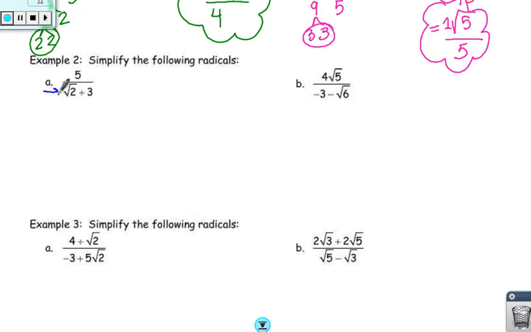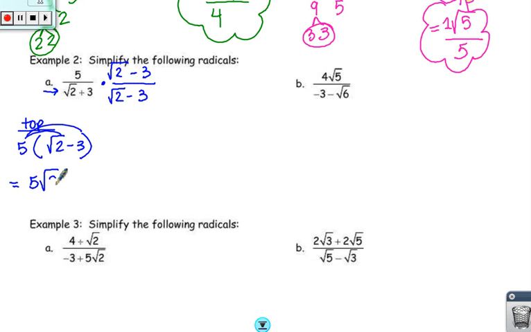So what's the conjugate of the square root of 2 plus 3? Remember, you only change the second sign. So the square root of 2 plus 3 becomes the square root of 2 minus 3. Now looking at what's on top. On top I have a 5 times the square root of 2 minus 3. If I distribute, 5 times the square root of 2 is 5 square root of 2. 5 times negative 3 is negative 15. So putting that top answer back on top gives me that.